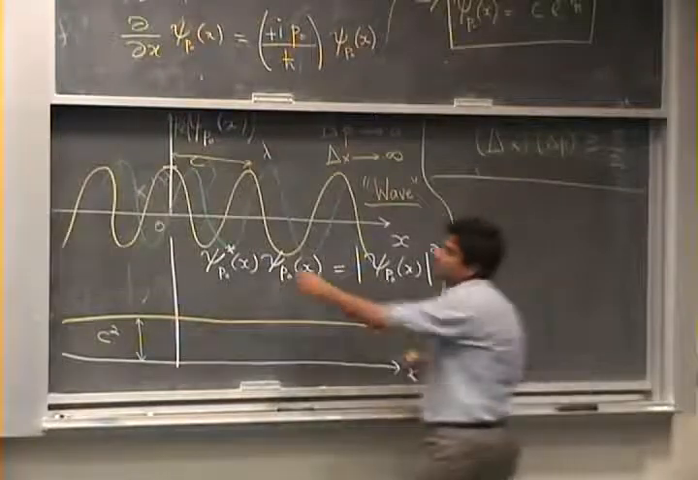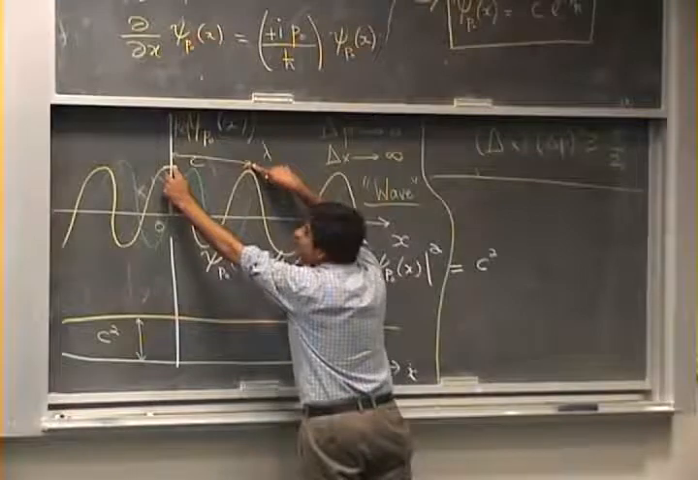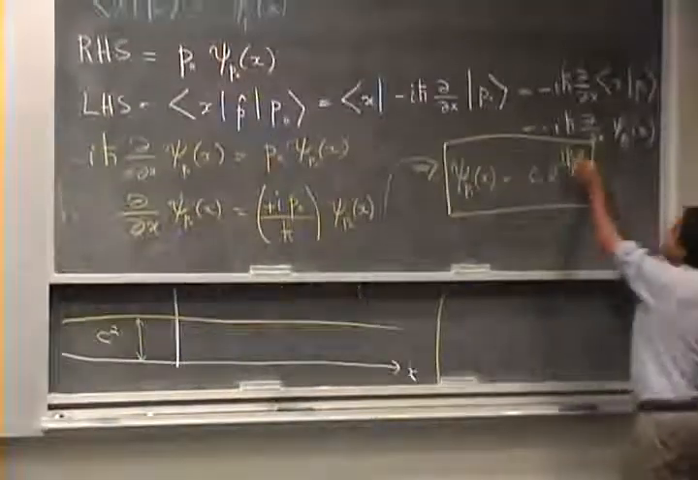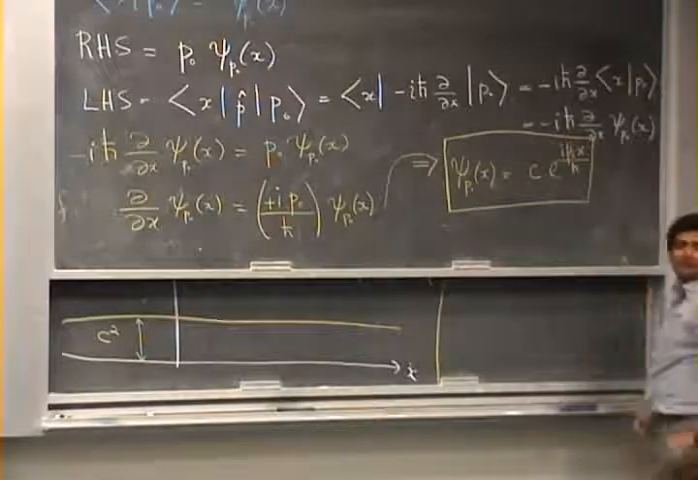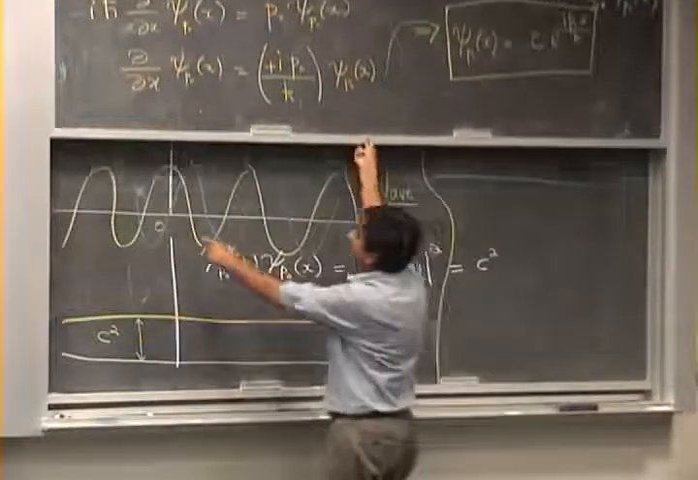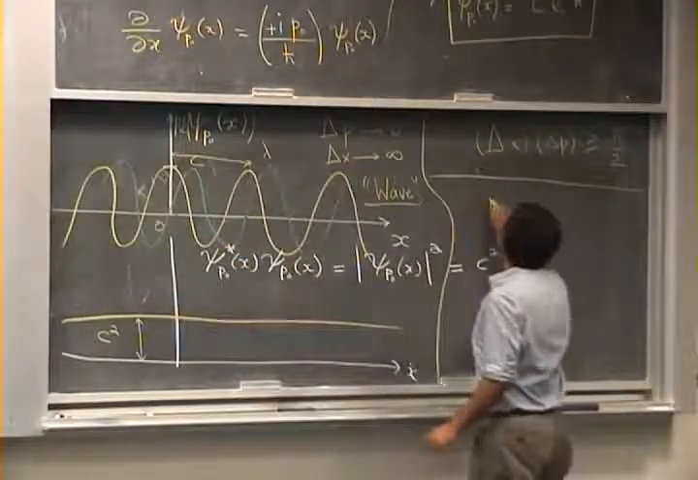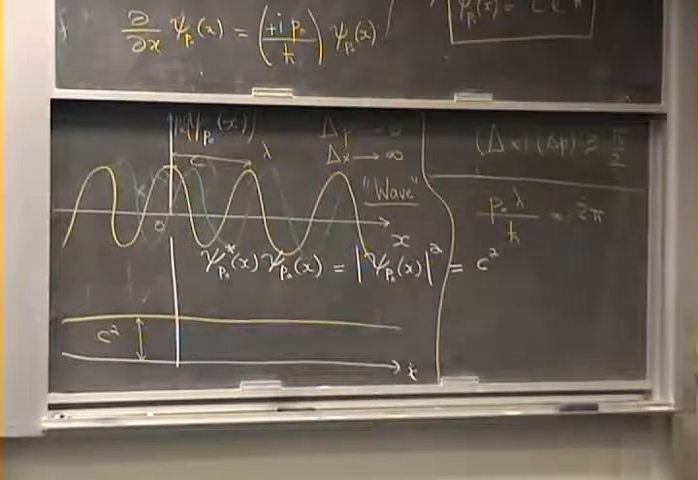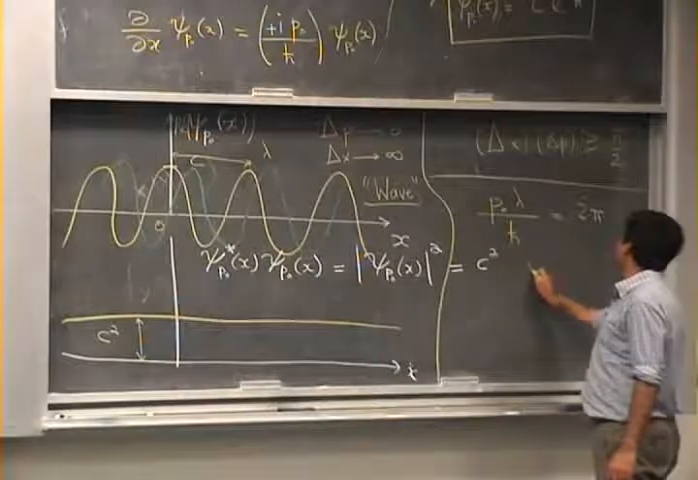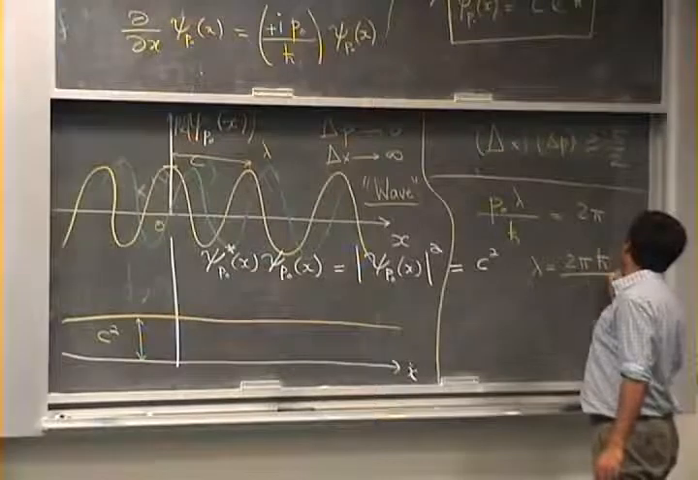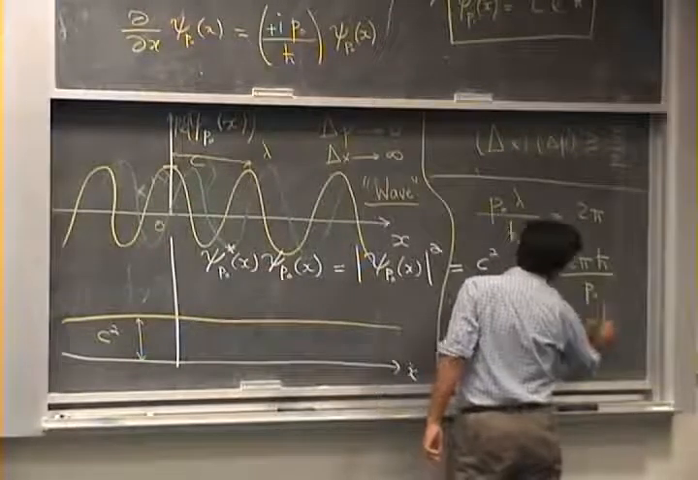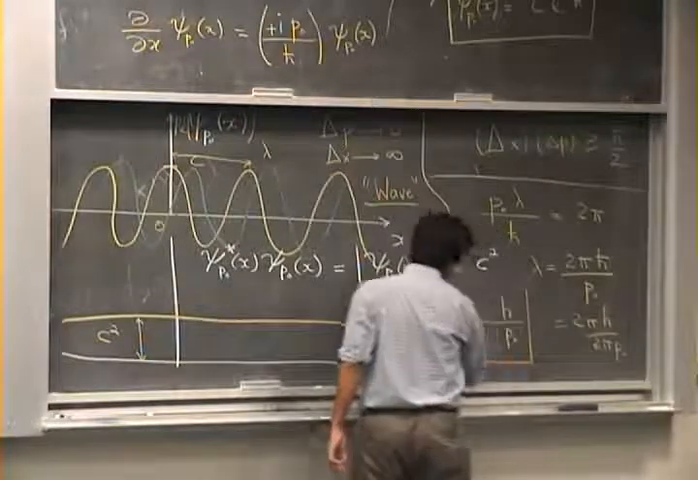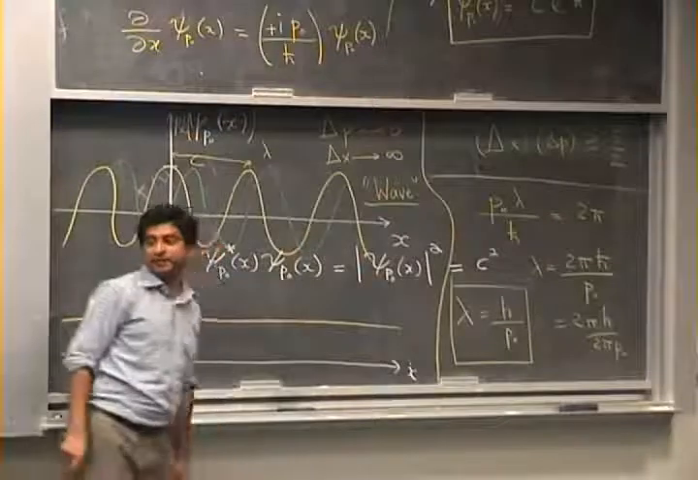The distance in position between two points that are in phase is called the wavelength, lambda. If I look at this exponent, when the difference between two points is equal to lambda, what is the phase difference between these points? 2 pi. Which means p naught lambda over h bar is 2 pi. Now this means lambda equals 2 pi h bar over p naught. This is 2 pi times h over 2 pi, over p naught, which means lambda equals h over p naught. What is this? The de Broglie relationship.